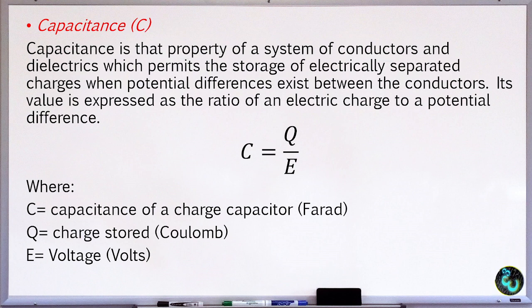And the amount of charge that is stored per unit of potential difference or per voltage is what we called as capacitance, no? So the unit for capacitance is farad. Yan. So ito yung formula. So C, that is capacitance, is equals to Q over E, no? So yung Q natin, again, coulomb. Yung E natin is volts.